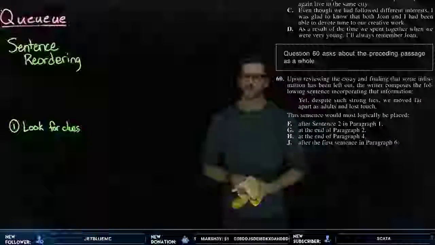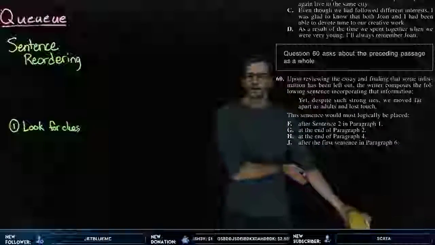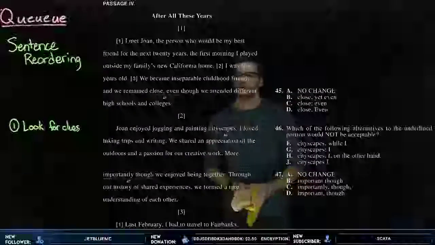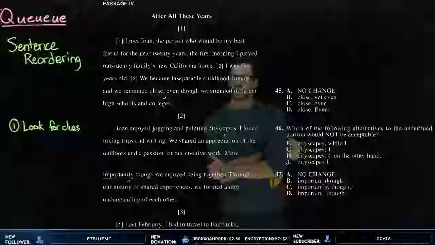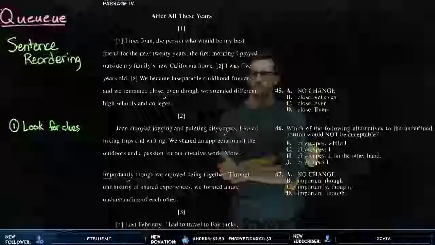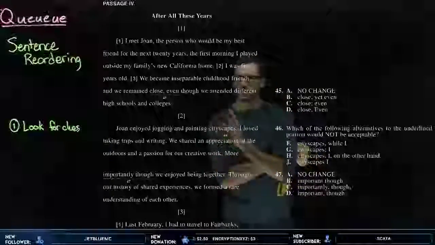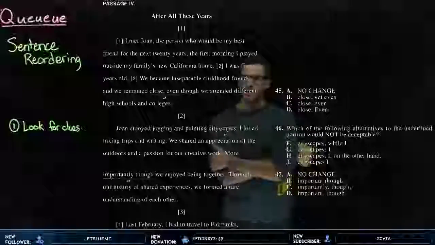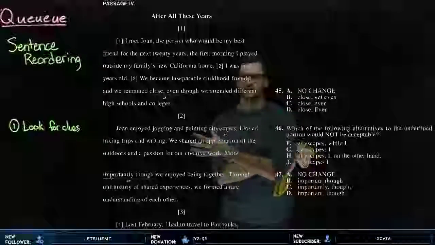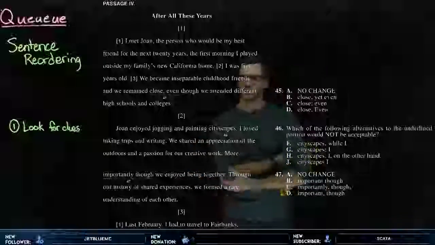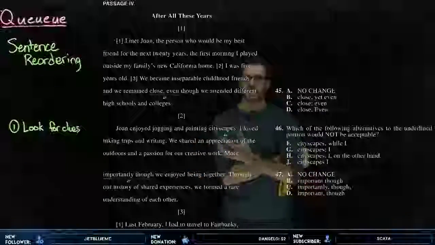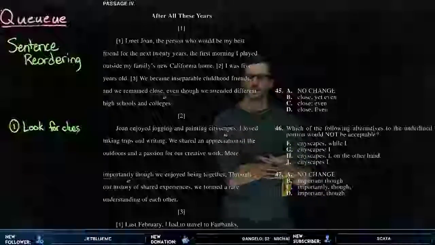Now, next one. We have at the beginning of paragraph two. End of paragraph two. Same thing. Okay, so we got a long paragraph. Joan enjoyed doing all these different things. More importantly, though, we enjoyed being together. Through our history of shared experiences, we formed a rare understanding of each other. Okay, great. Yet, despite this, we drifted as adults.